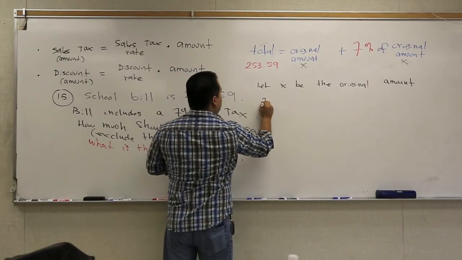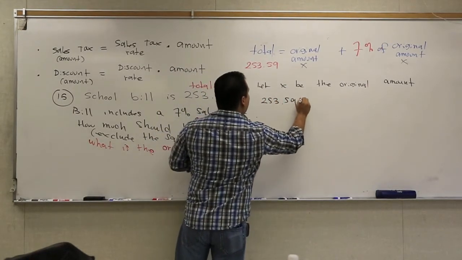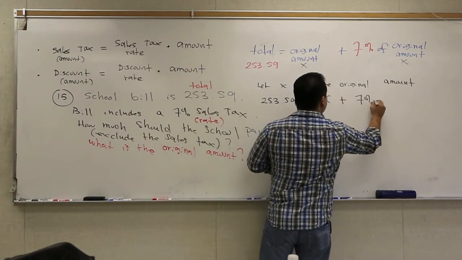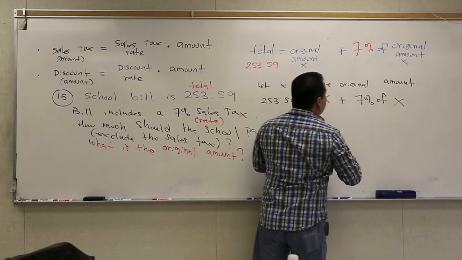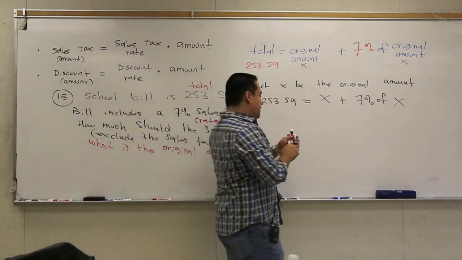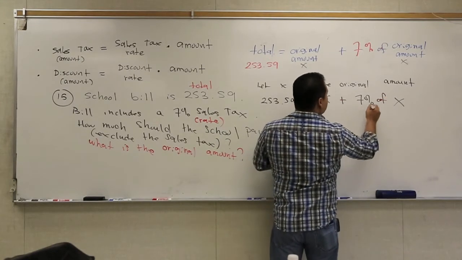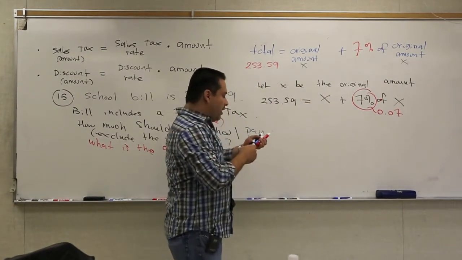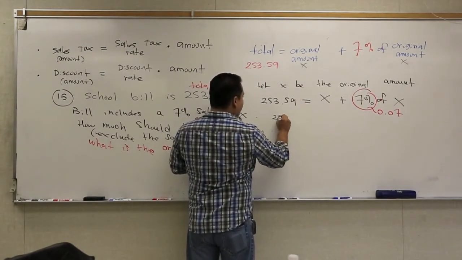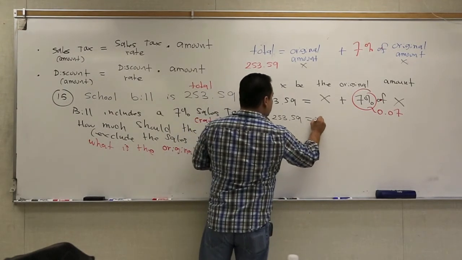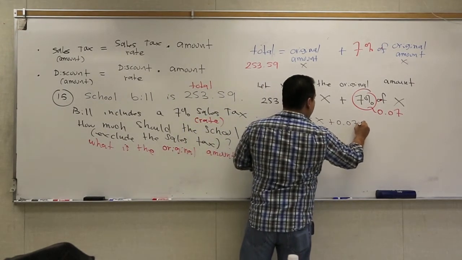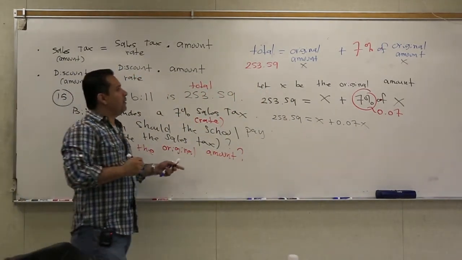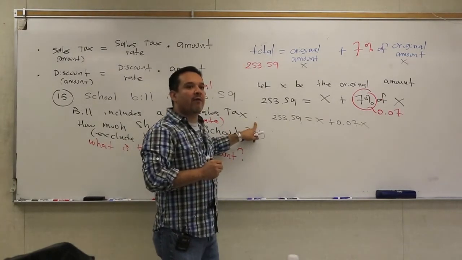Let's see. 253.59 has to equal X plus 7% of X. And you guys know 7% of X is really 7% times X. And what is 7% again? 0.07. Your algebraic equation really is 253.59 equals X plus that 0.07X. So if X is your original amount, the model gives us a very different equation here.